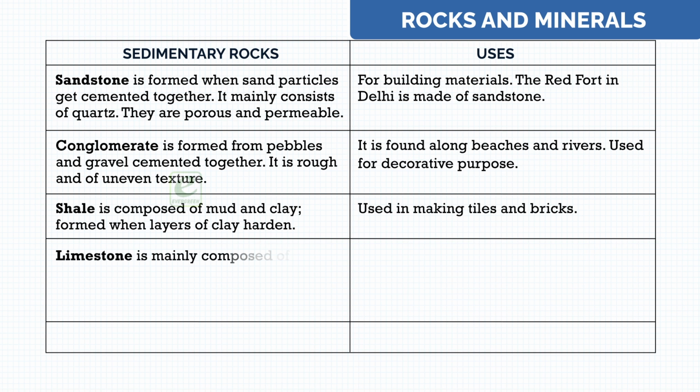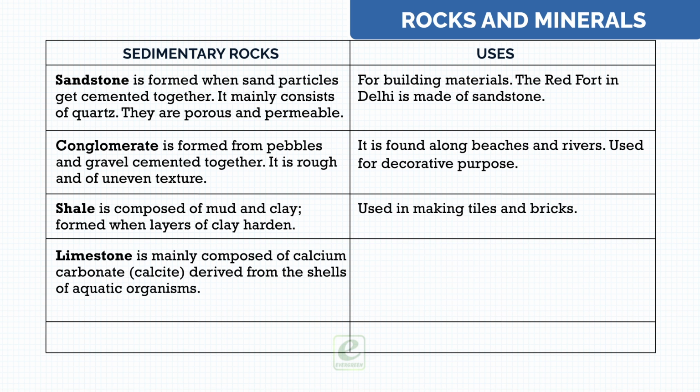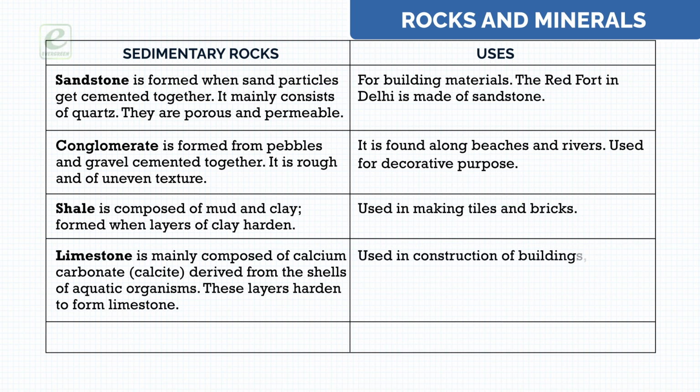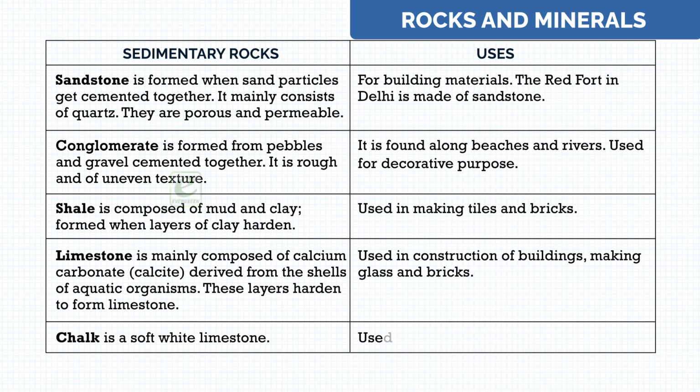Limestone is mainly composed of calcium carbonate, calcite, derived from the shells of aquatic organisms. These layers harden to form limestone. Used in construction of buildings, and making glass and bricks. Chalk is a soft white limestone. Used for writing on blackboards.